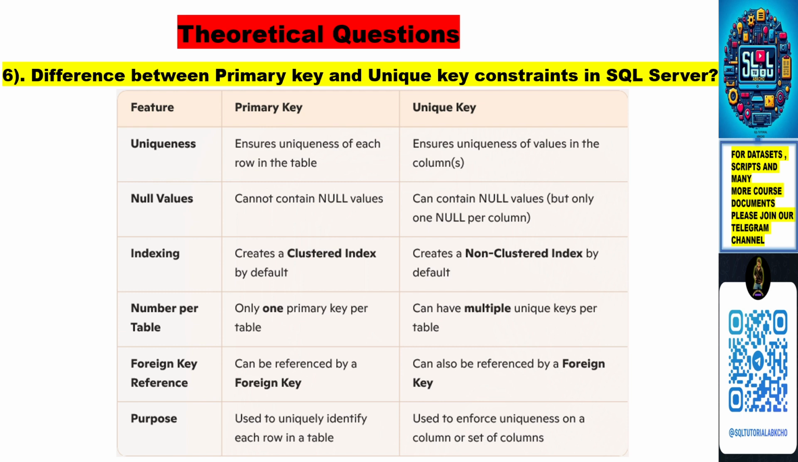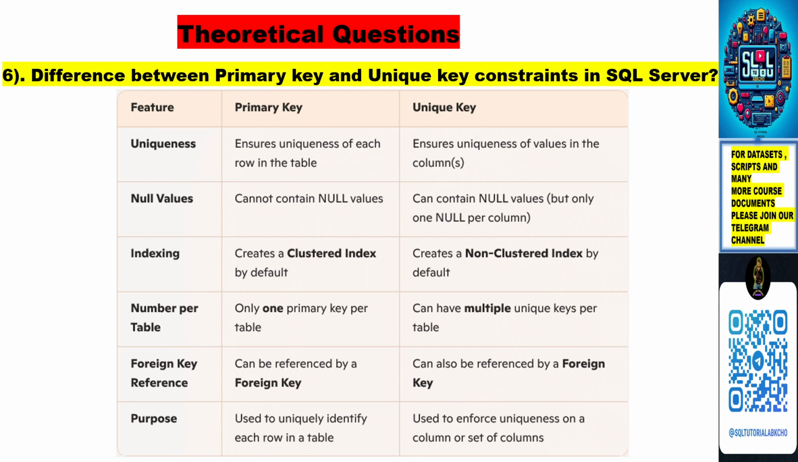So based on the given features, we will discuss the difference between primary key and unique key. Based on uniqueness, primary key ensures uniqueness for each row in the table, whereas unique key ensures uniqueness of values in the column. Now null values: primary key cannot contain null values, whereas unique key can contain null values but only one per column. Now indexing: primary key creates a clustered index by default, whereas unique key creates a non-clustered index by default.